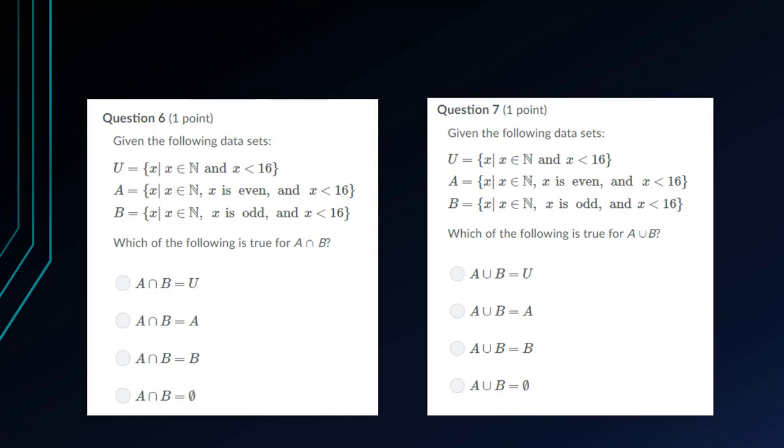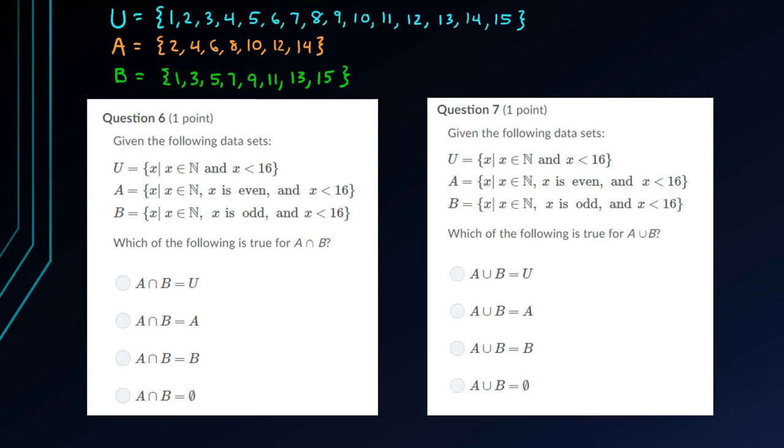In questions 6 and 7, you had the same setup. The universal set were all natural numbers less than 16. A was all natural numbers that are less than 16 and are even. B is all of the natural numbers that are less than 16 and are odd. So there's your definitions. And I just wrote out what those sets would be, because sometimes it's good to see what those numbers actually are, even though writing out U is a little bit on the bigger side, but there you go.